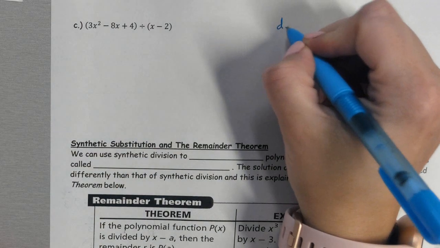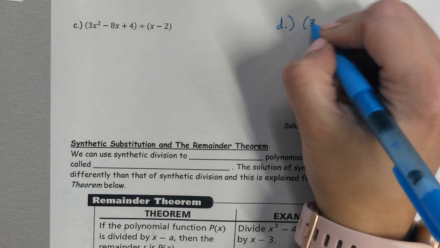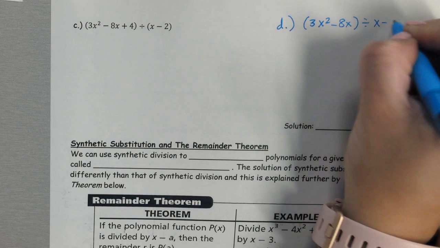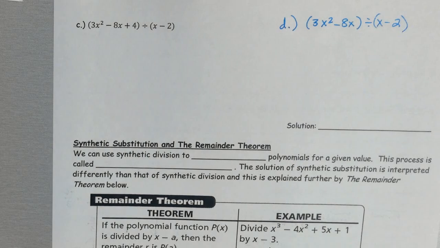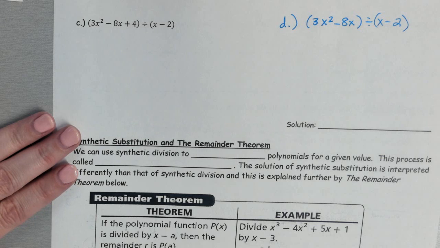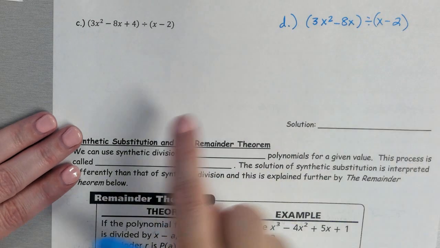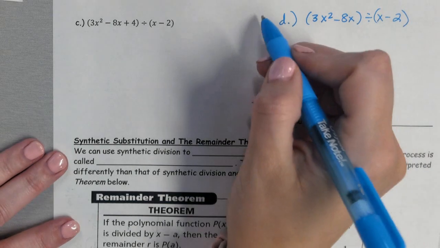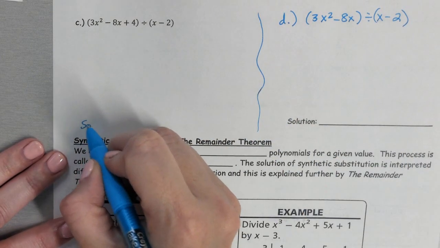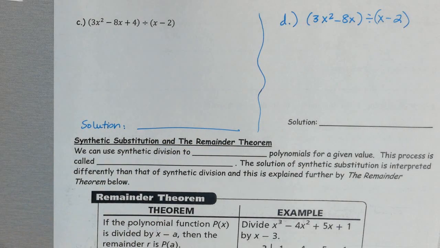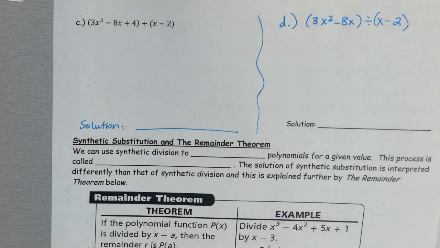Let's actually add a part D in there. Let's make this 3x squared minus 8x divided by x minus 2. Do this one too. Oh, did you guys write it over there? You can just sneak it in here. Sneak it wherever you want. Both of these will be special cases. Something different will happen in each one.